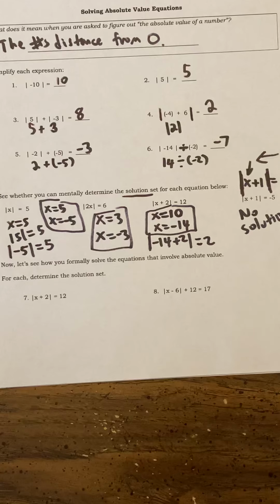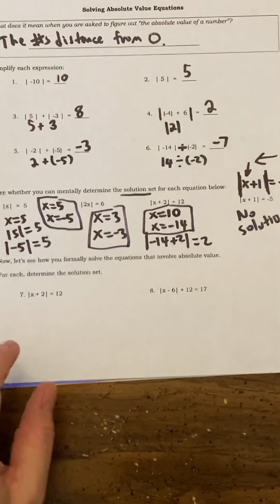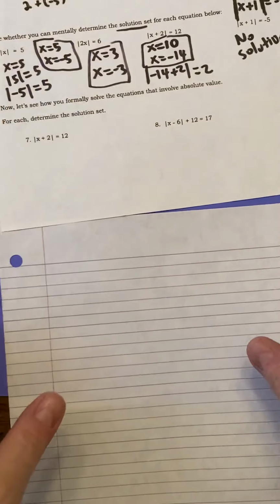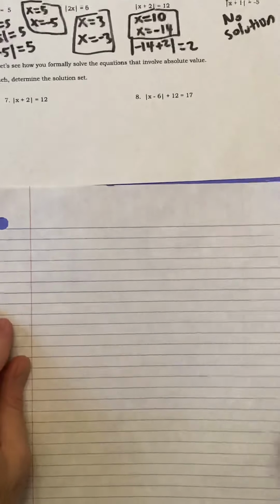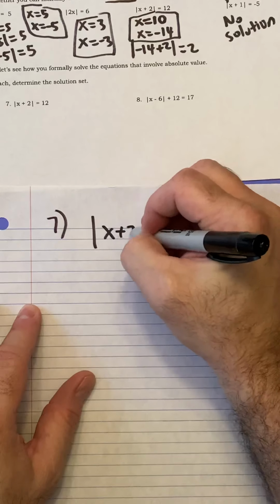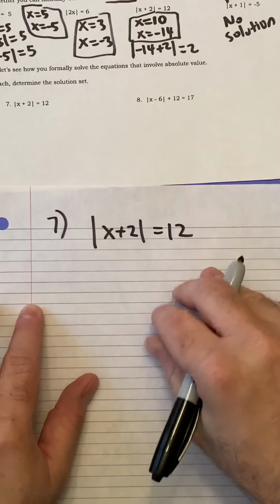Yes, this is what we're going to do. In fact, I'm going to do this on a separate sheet of paper so I can write it a little bit larger for you. I'm going to rewrite this problem. What we have for number 7 is absolute value of x plus 2 equals 12.